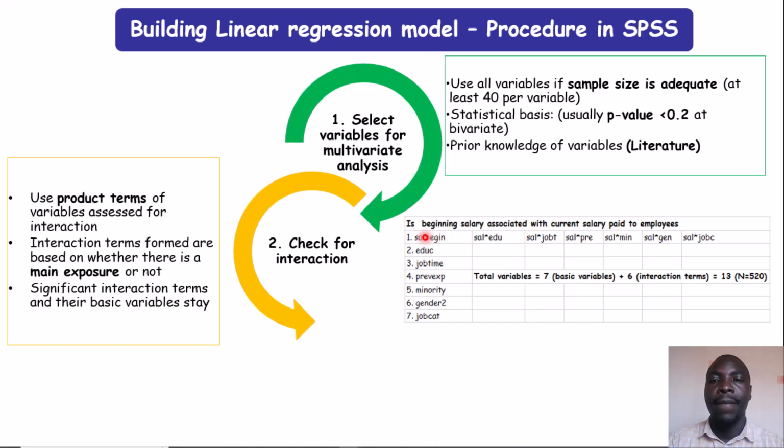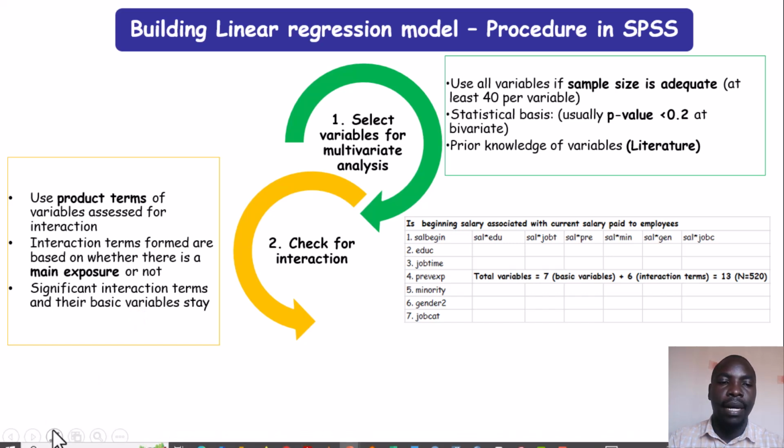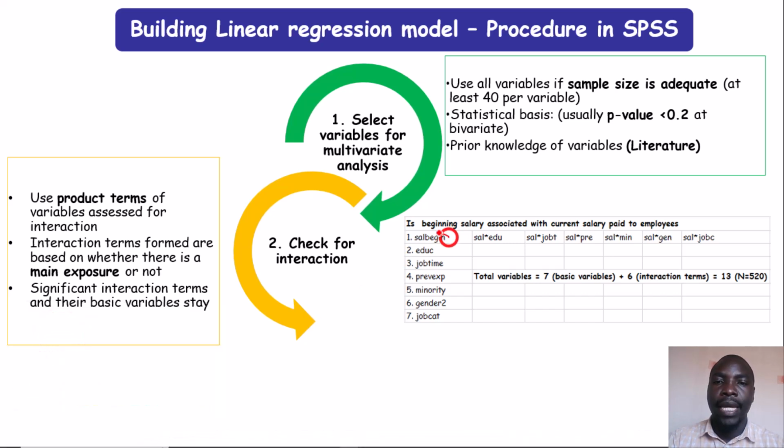So if we have a main exposure, it means we are going to form interaction terms with only the main exposure and the basic variables. Then we form education with this, so it is here. We form with job time, we form with previous experience and the minority up to the end. But we are not forming interaction terms with the other variables that are not main exposures amongst themselves. So we only form interaction terms with the main exposure.